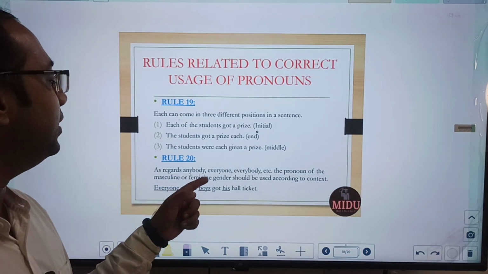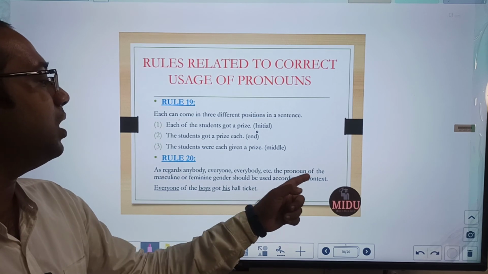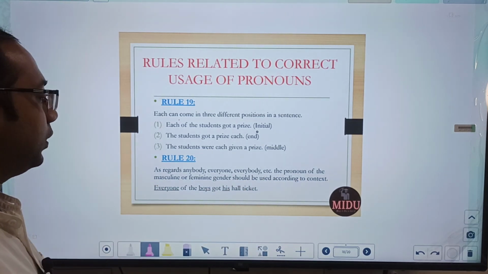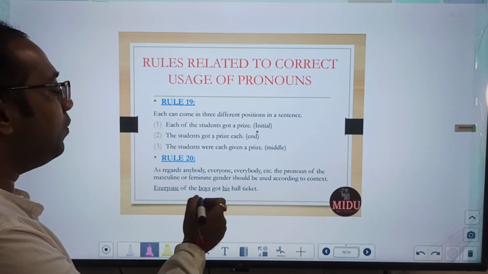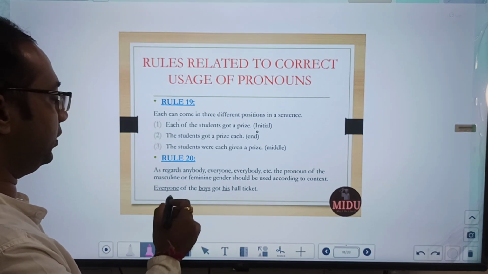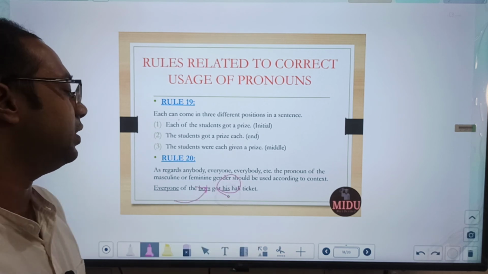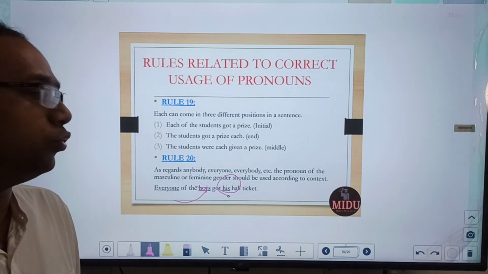As regards anybody, everybody, everyone, pronoun of the masculine or feminine gender should be used according to context. So, every one of the boys got his hall ticket. So here "everyone" was referring to boys, so we will be using "his". Had it been girls, we would use "her".